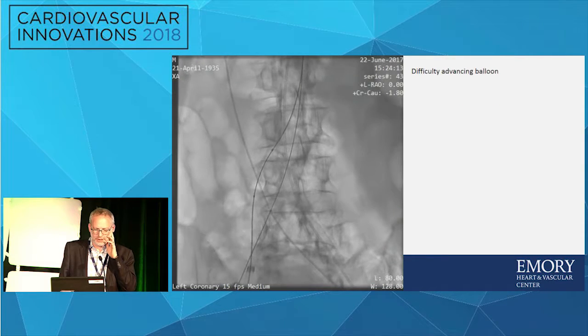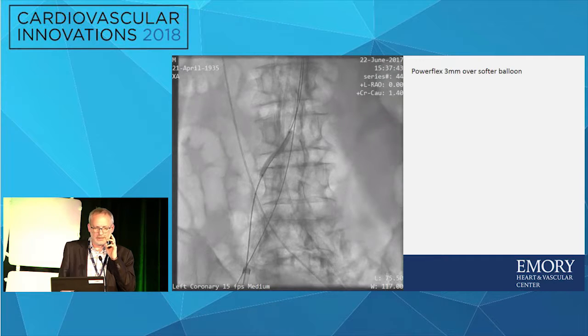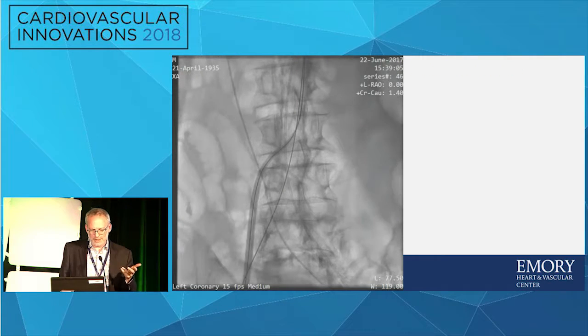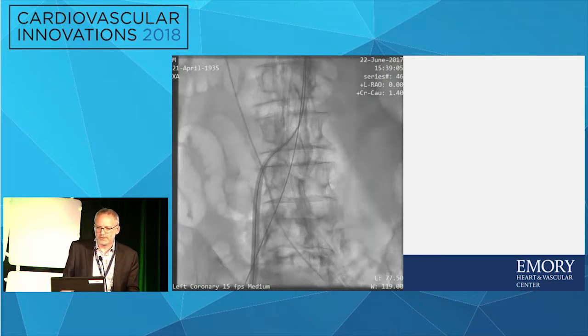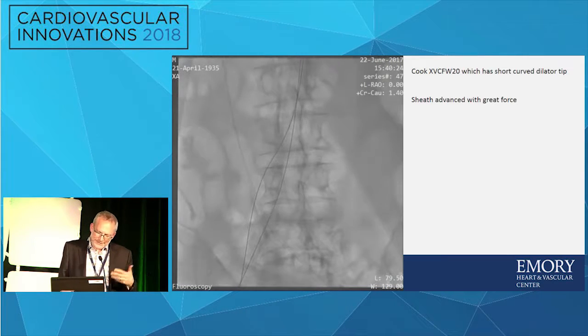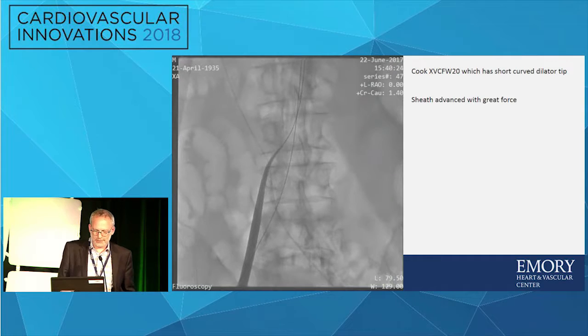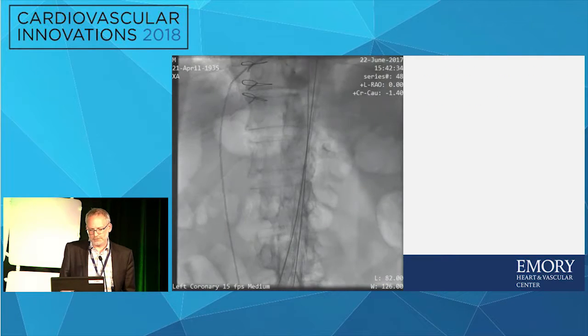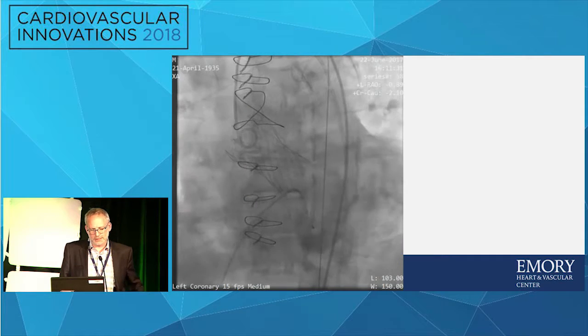We can't even get the balloon in to do a balloon dilation. We eventually do it, 3-millimeter balloon. And here we are trying to push a catheter across something that, just don't try that at home. And eventually, taking a Cook Check-Flo and pushing really hard, we did get it to go through. So we were able to get the sheath in and get the CoreValve in.